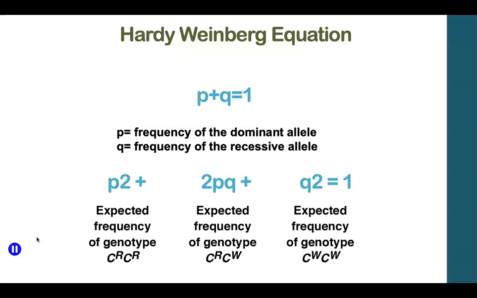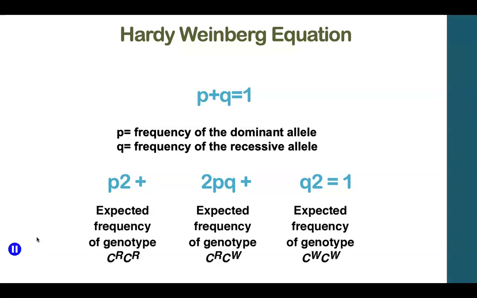Now we get this Hardy-Weinberg equation as simply the binomial expansion of the allele frequencies. A binomial expansion is just when you multiply a two-factor equation by itself. So P plus Q times P plus Q. I don't expect you to do that, but it does help us understand where this equation comes from.